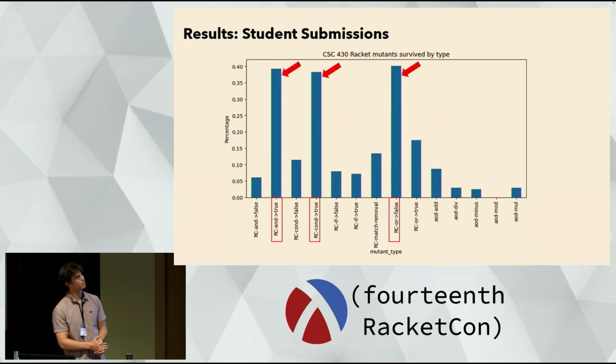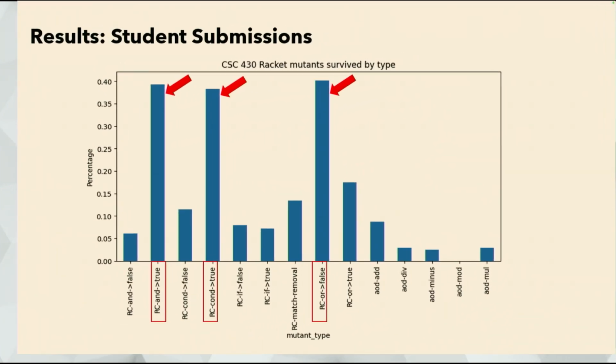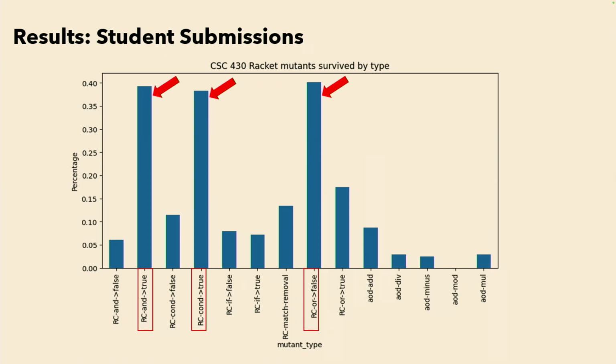And then we wanted a little bit more granular view of what mutants survived for the students. The first thing that we did is we looked at which types of mutants survived. We have 3 pretty clear dominating mutants that survived. The remove conditionals and a true, where we insert a true into an and statement. The or to false, where we insert a false into an or statement. And then the conditional true, where we replace one of the conditional branches with a true.